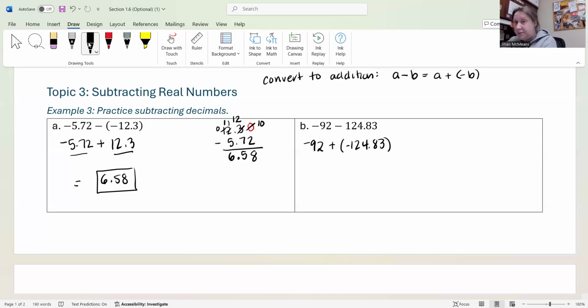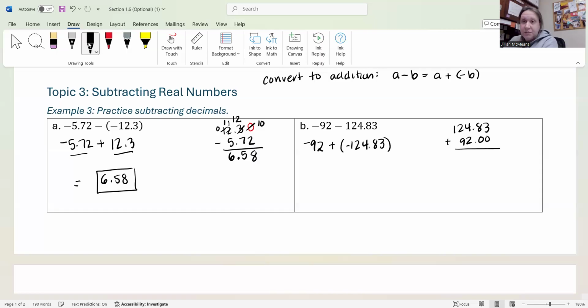That means we add their absolute values. So the absolute value of negative 92 is positive 92. The absolute value of negative 124.83 is 124.83. So I'm going to add these two numbers.